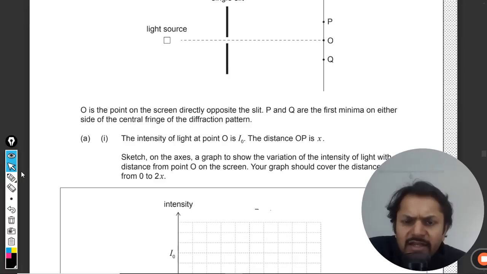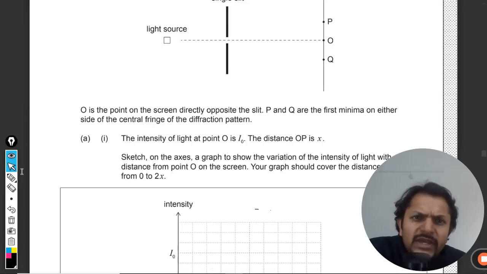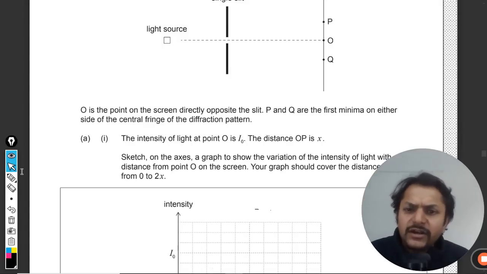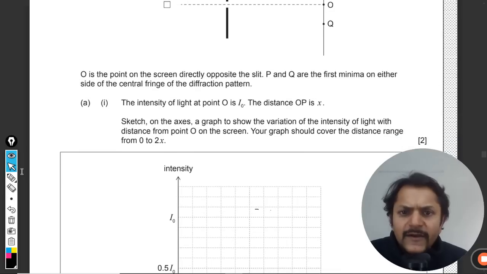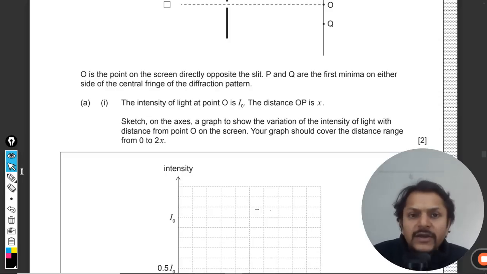The intensity of light at point O is I naught. So the total intensity, maximum intensity, is given as I naught. The distance of OP is X. So X is the distance for the minimum intensity there. Sketch on the axis a graph to show the variation of intensity of light with the distance from point O on the screen. Your graph should cover the range of 0 to 2x. Okay.